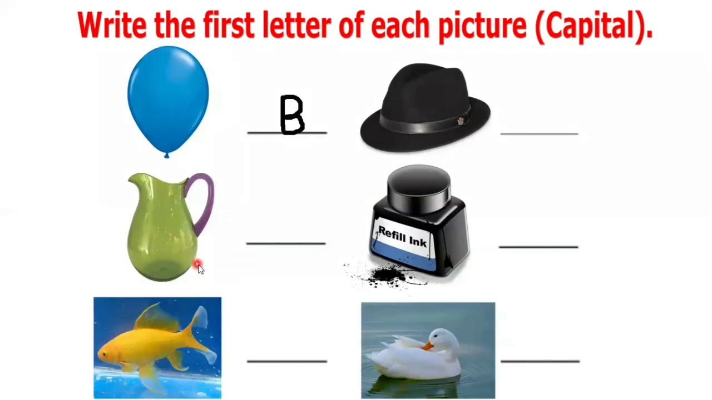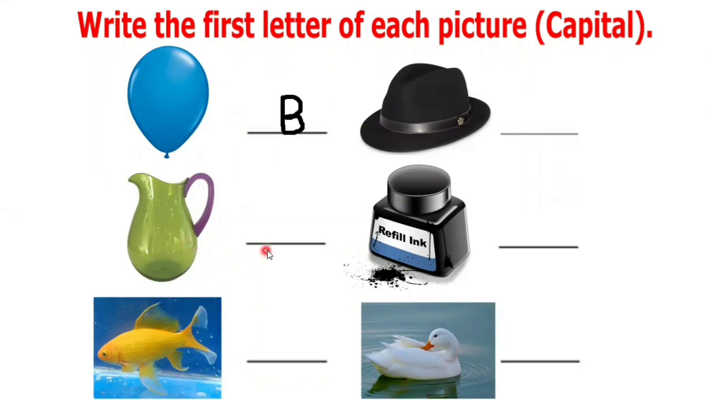Here the next picture is jug. What is the first letter of jug? For that you have to observe the first sound of jug. What is the first sound of jug? J. Which letter gives the J sound? J. J says J.